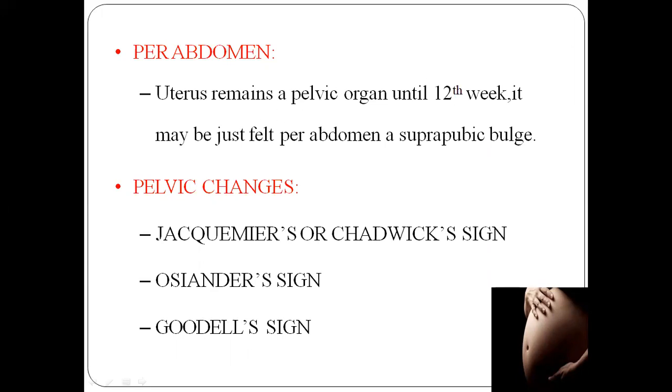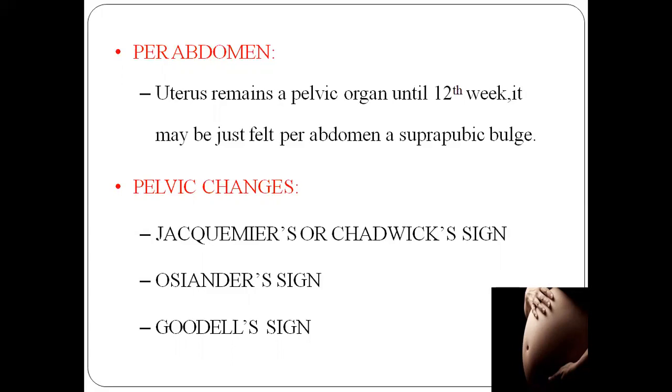Now, in the abdomen, until the 12th week the uterus will be a pelvic organ, so abdominally it won't be that visible. But just by the 12th week, above the symphysis pubis, a small bulge can be felt, because the uterus has reached the symphysis pubis. So just a suprapubic bulge can be seen per abdomen. Other than that, nothing can be seen till the 12th week, because the uterus is still in the pelvic cavity.